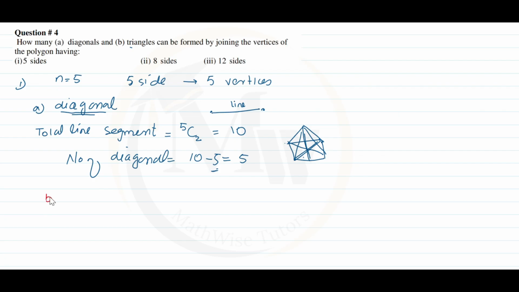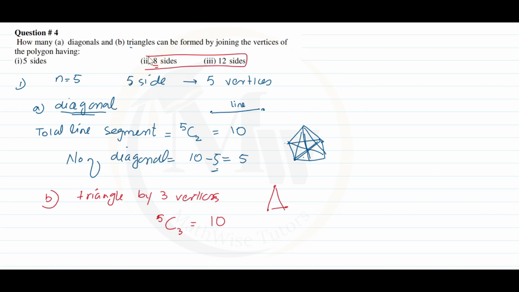Now to find how many triangles are in this polygon. As we know, a triangle can be formed by using 3 vertices. So out of the 5 vertices, if we choose 3 vertices, it would be 5C3, which equals 10. There are 10 triangles in the polygon of 5 sides. You can solve the same way for the 8-side polygon and the 12-side polygon.